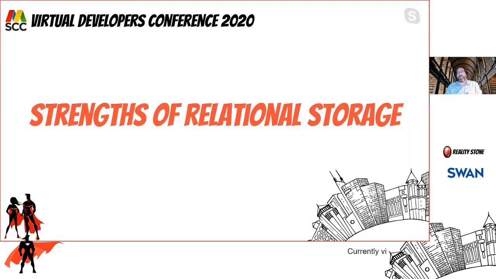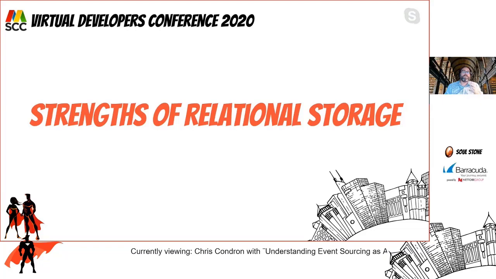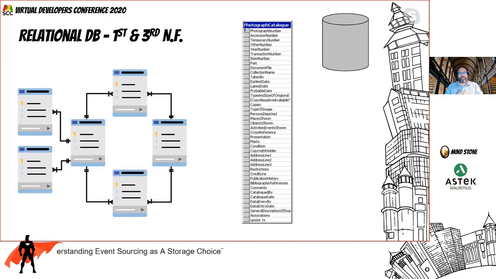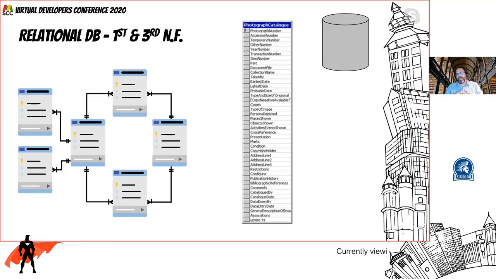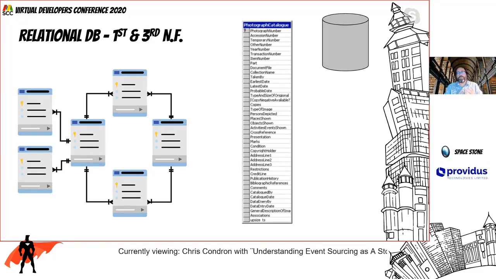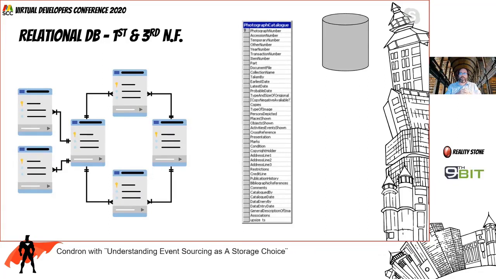So I want to start with understanding really what the strengths of relational storage are. We need to understand why relational databases are the foundation that most people still use today, right? They offer both first and third normal form structures. A first normal form you see on the right, it's a broad flat table that's really optimized for reading and fast access. And on the left, we see a set of tables that are all related with foreign keys with a strong schema and very sparse data that give us a very fast update from an operational point of view. It gives us a very compact, don't-repeat-yourself kind of approach to storing your data.